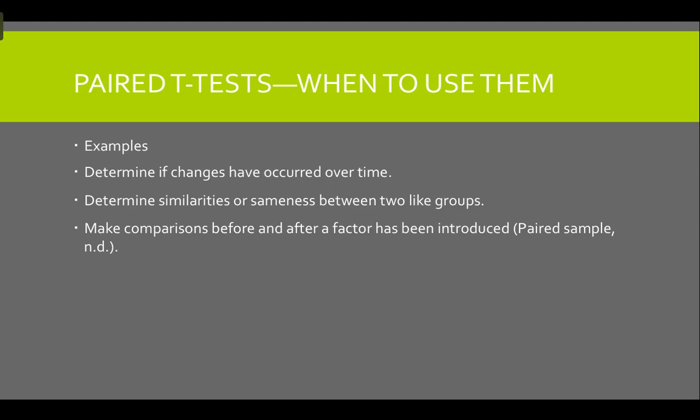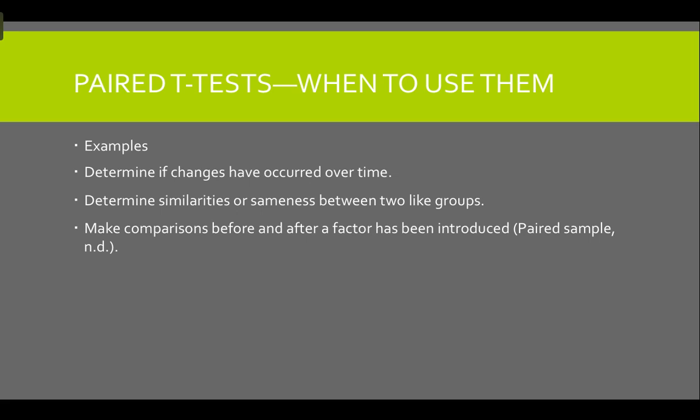So, that's all well and good, but when do we use paired t-tests? Well, one reason to use it would be to determine if changes have occurred over time. Say, for instance, when the population census comes out next year, you want to see if there have been changes in a particular demographic. You can use a paired t-test to compare that demographic in the 2010 and 2020 censuses.